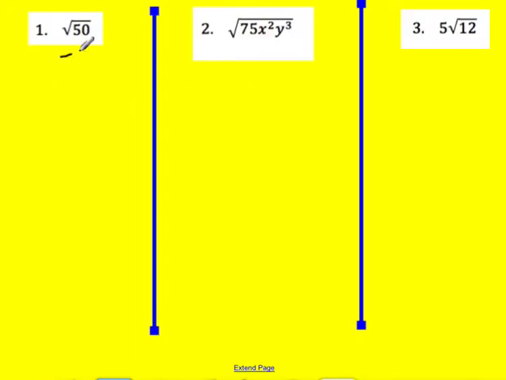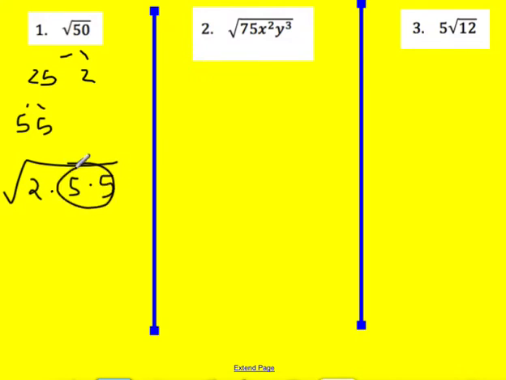So remember to break down these radicals, what you need to do is split it into pairs. So for example, this splits down to 25 and 2, and 25 splits down to 5 and 5. So underneath the radical you have 2 times 5 times 5. And then you can take out a pair of 5s. So if you have a pair, you can come out of the radical, and you're going to come out as 1. So that's just 5. And left underneath the radical is 2. So we have 5 square root of 2 for number 1.